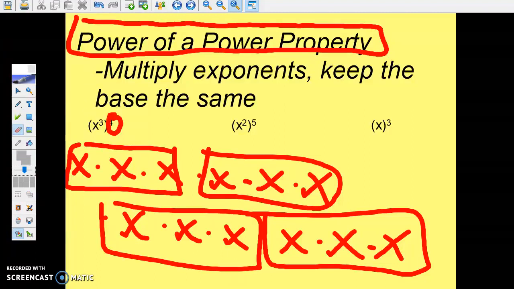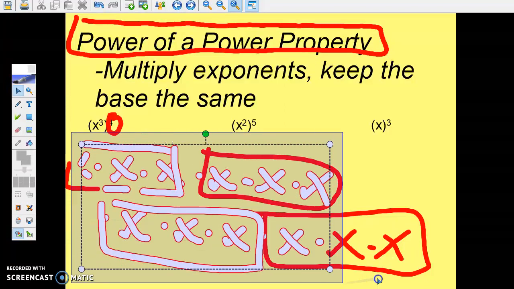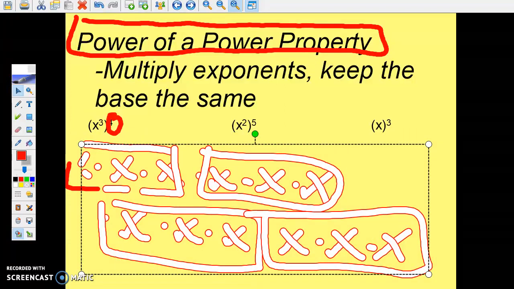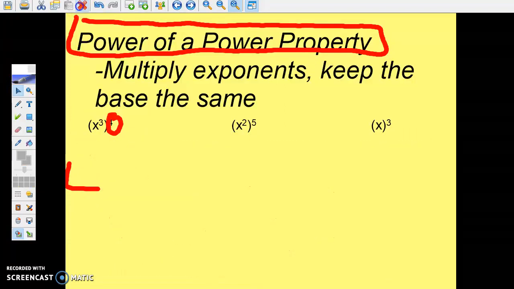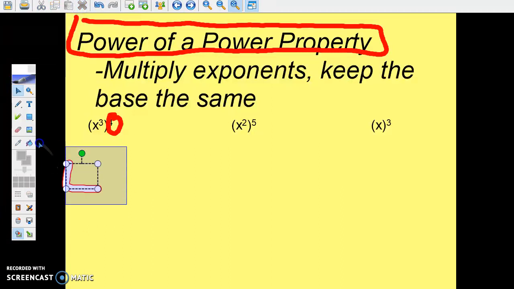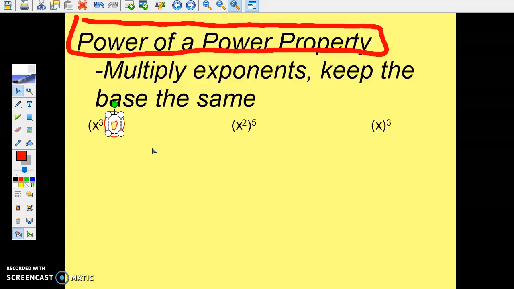So what we can do to simplify this entire process is, instead of drawing out however many groups of x's that we have, we can use the power of a power property and say, okay, since my exponent is 3 and that's being raised to the power of 4, what we're going to do is multiply those exponents together, and you're going to get x to the 12th, just like what we did when we expanded everything out in our picture.